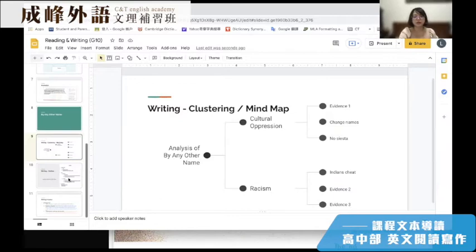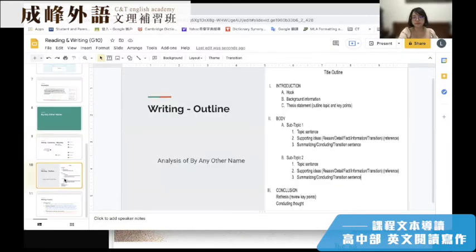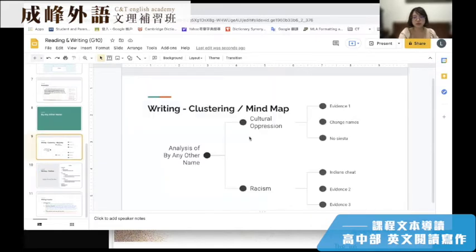Okay, so next one we will do is the outline. In the outline, we will start with the introduction. Okay, so there's a quote, there's background information, and there is a thesis statement. And the thesis statement is the outline of the topic and the key points that we are going to talk about in our paper. And then comes the body paragraph. So we will have two subtopics here. Let's actually pick the cultural opposition and the racism.